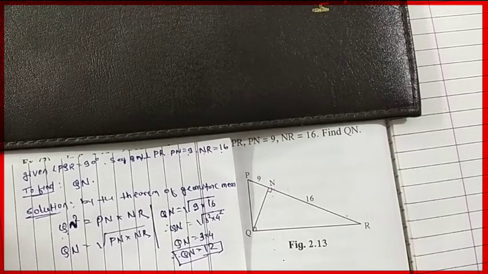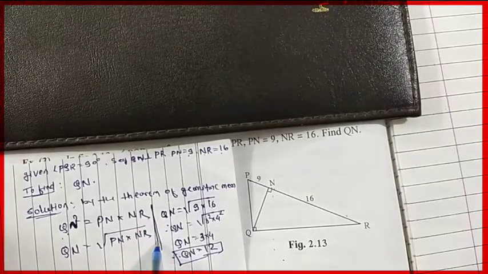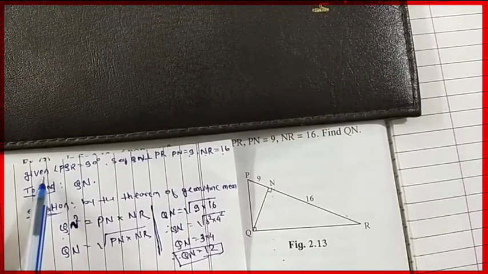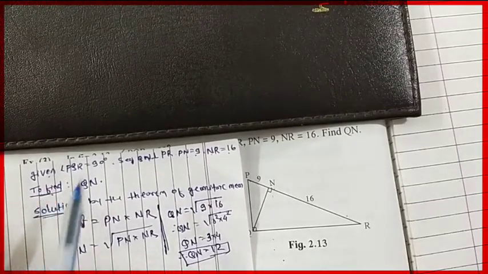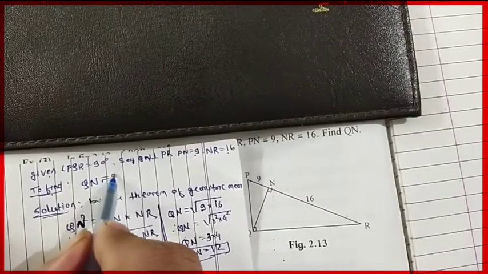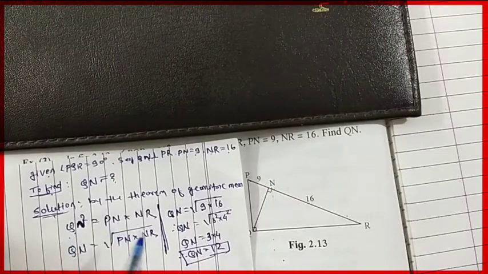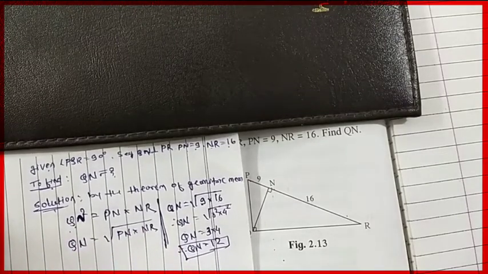Okay, so this is really a very easy one. Here you have to apply the theorem of geometric mean. So you have to write from here given. After given you have to write to find. After to find, here we can give a question mark also. Then we have to write solution, and last but not the least is your result. So we have to write the result also.